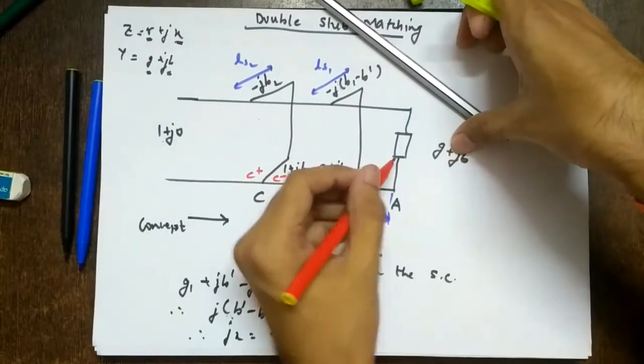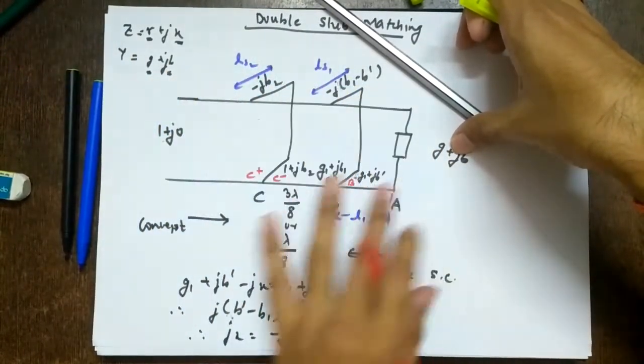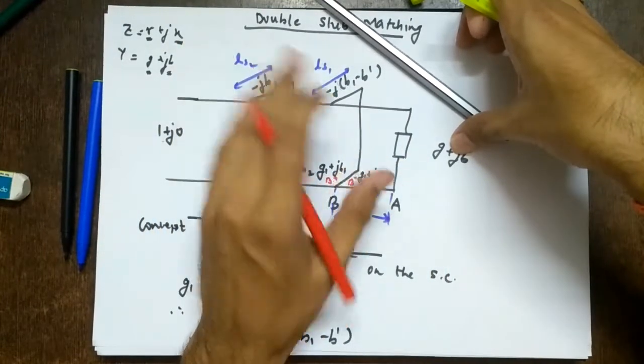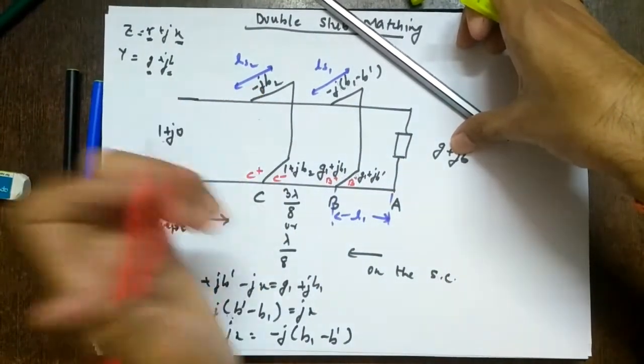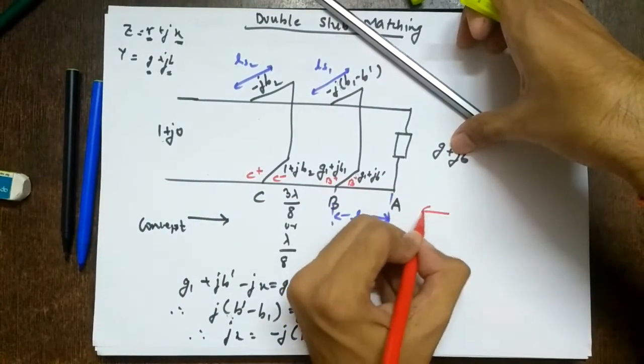So we have generated the concept. Remember, you can't skip single stub and double stub matching, so make sure you know how to draw these diagrams. If you have not understood, just rewind the video and see again. So we have developed the concept. Now while plotting on the Smith chart, we'll start from right to left.